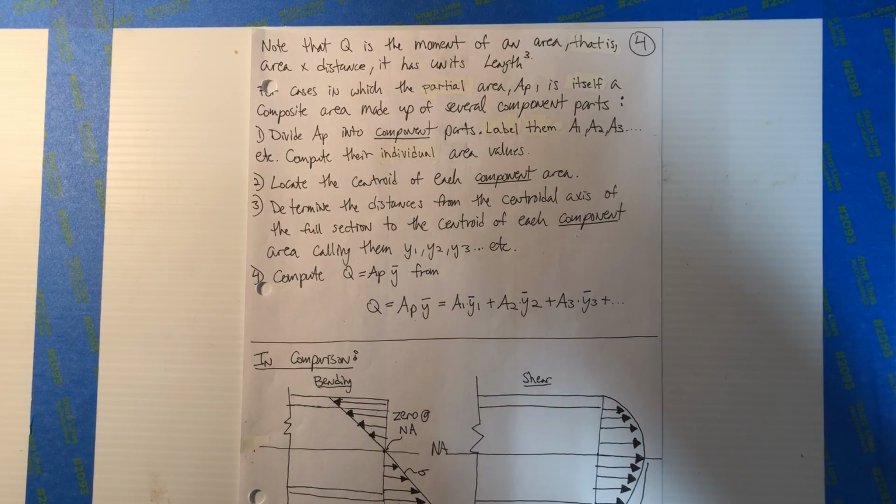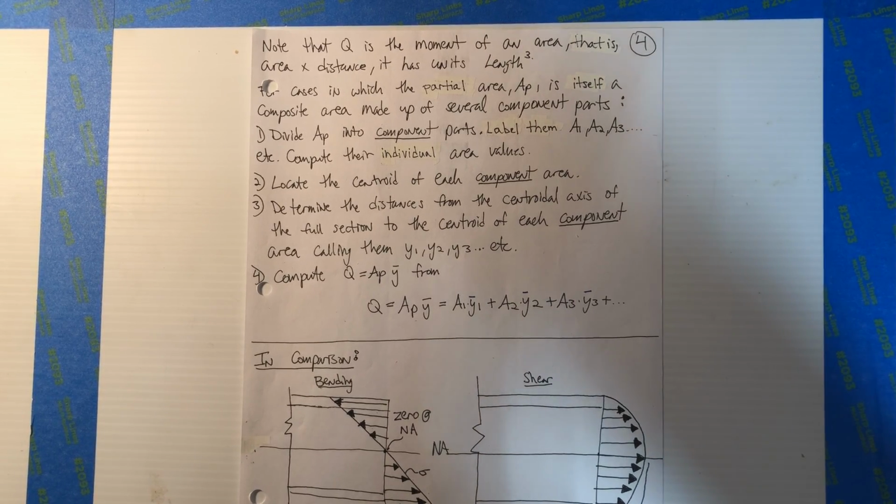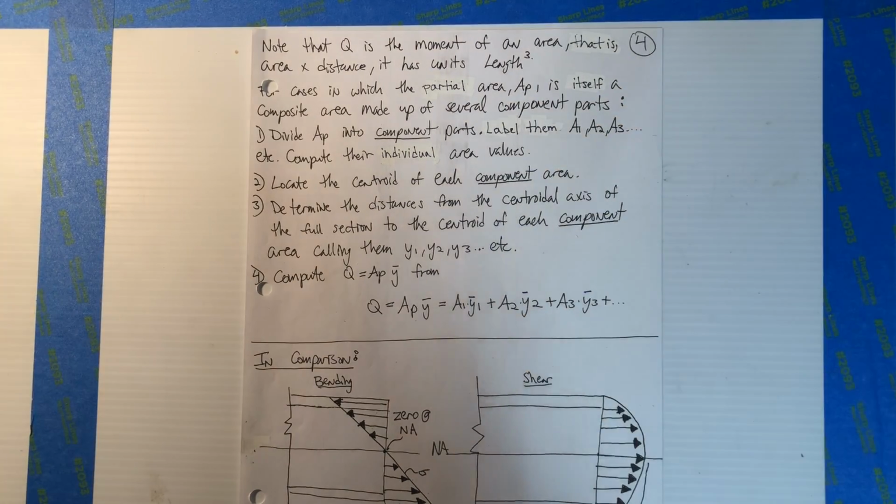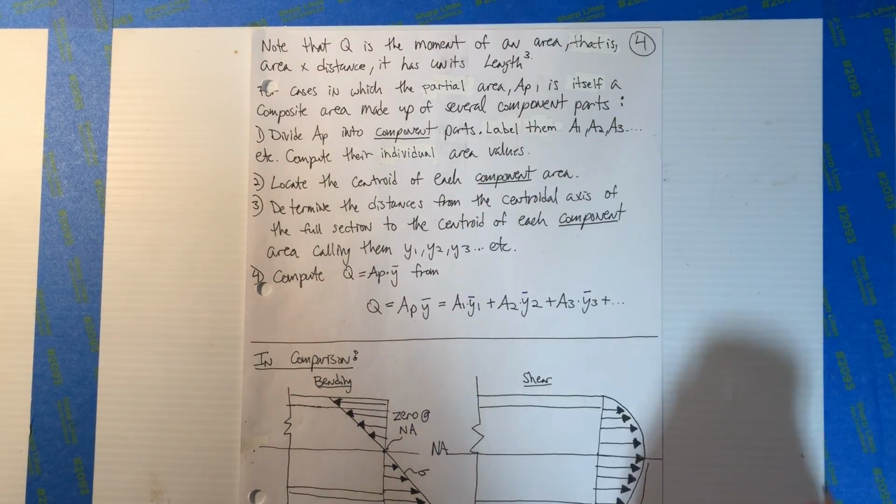Number 1, divide A_P into component parts, label them A1, A2, A3, etc., and compute their area values. Number 2, locate the centroid of each of those component areas. And 3, determine the distances from the centroidal axis, the main axis, of the full section to the centroid of each of those components, calling them Y1, Y2, Y3, etc. And then 4, compute Q as A_P times Y bar, okay?